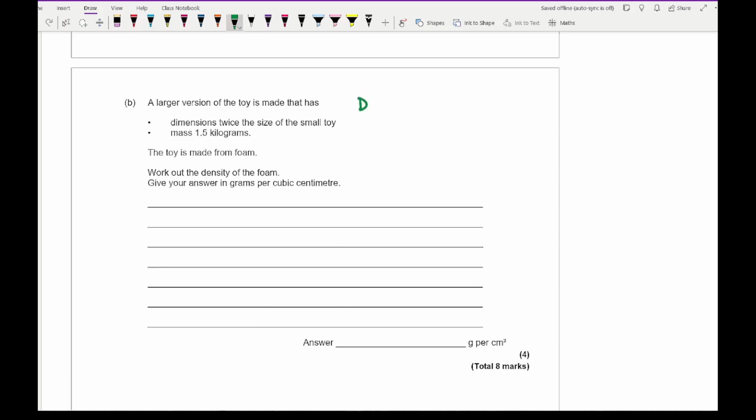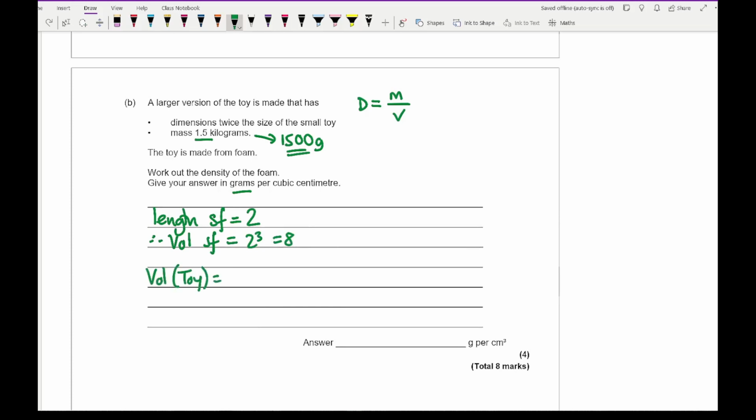So first things first, with density, we know that the formula is mass over volume. Now the mass we want in grams, and we've got it in kilograms, so that's going to be 1.5 times 1,000, which is 1,500. Then to work out the volume, now we've been told that the lengths have been doubled, so the length scale factor is 2, which means that the volume scale factor is going to be 2 cubed, which is 8. So that means that the volume of the toy is going to be 8 times 312 pi.